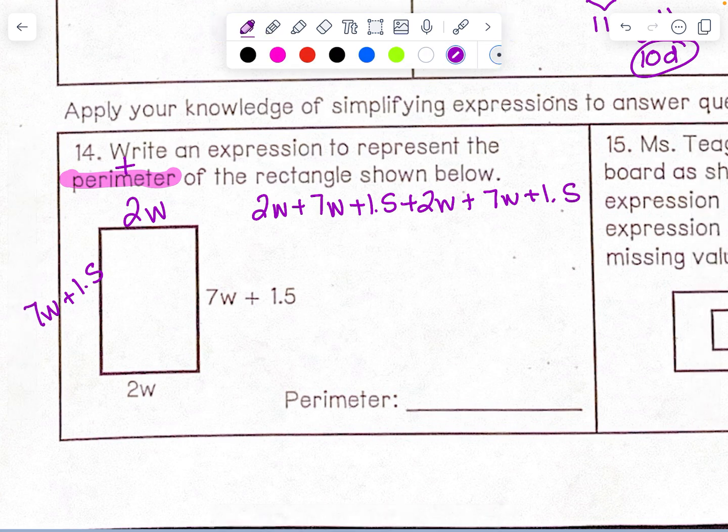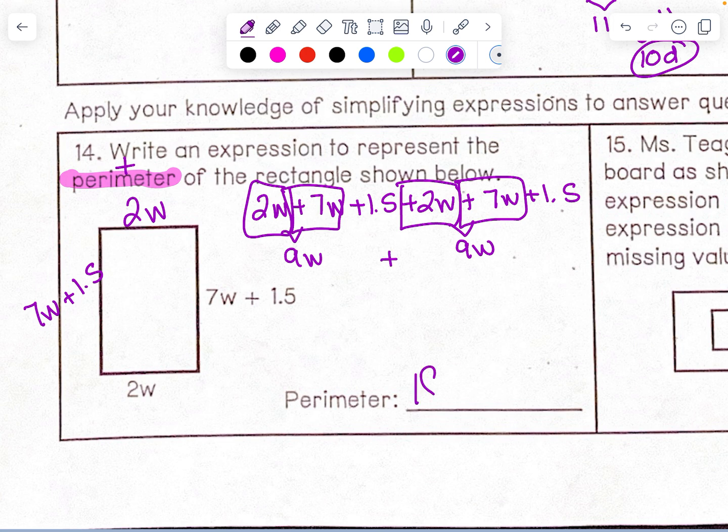So by looking for all the w's, including those symbols, okay, and then we're going to put those together. This would be 9w, this would be 9w, and then we'd add them together to make 18w. Then I've got 1.5 plus 1.5. They combine to be 3. And then I do that here. That's much simpler.